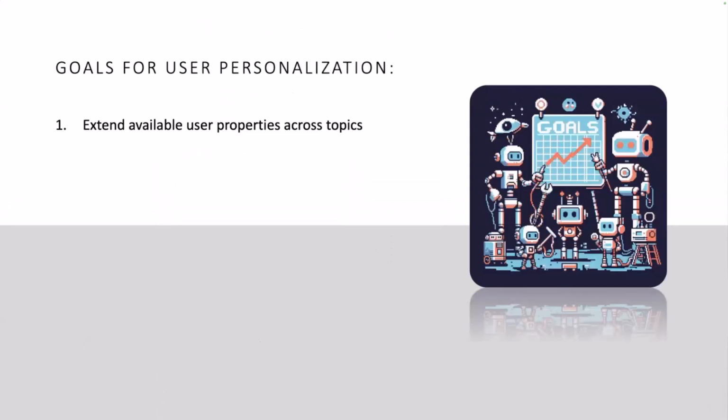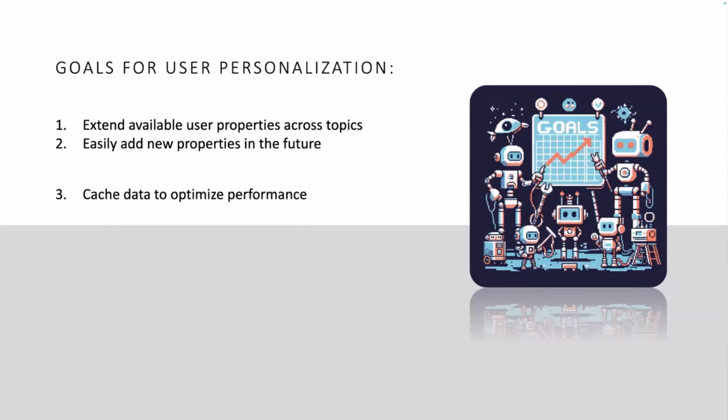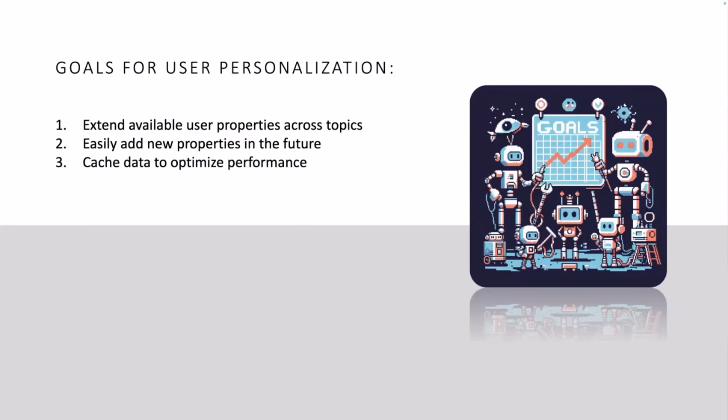So our goals and what we're going to look at quickly today: one, we want to extend those available user properties across topics so that we can use them wherever and whenever we need to. Two, we want to be able to add new properties in the future. So the idea is that right now we're going to pull in 4 new properties, but what if there are other things that we want to pull in later? The idea is it should be flexible. And then last but not least, we don't want to go get these properties more than we need to. So this idea of caching and not having to, every time someone is referencing one, go get it, right? So we want to keep it.